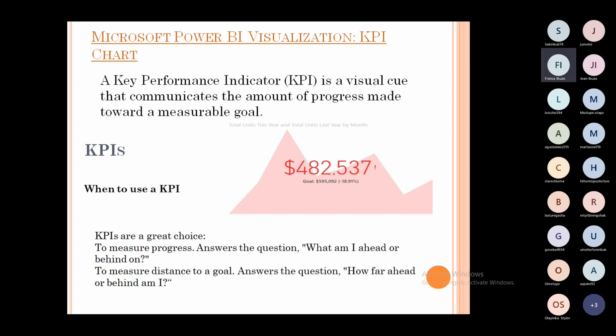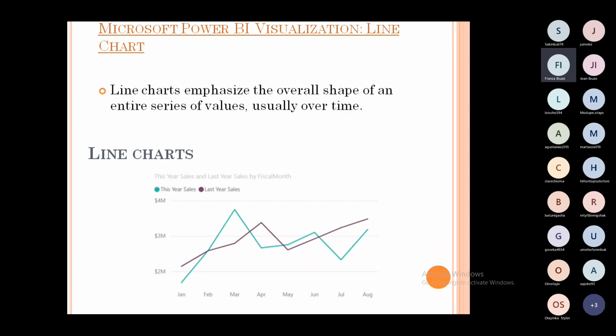Also to measure distance to a goal, it answers the question, how far ahead or behind am I? So it's an indicator. What's my performance like? How am I doing? How is the company doing? Is the company doing well? Are we ahead or are we behind? So that's what you use to tell the story.